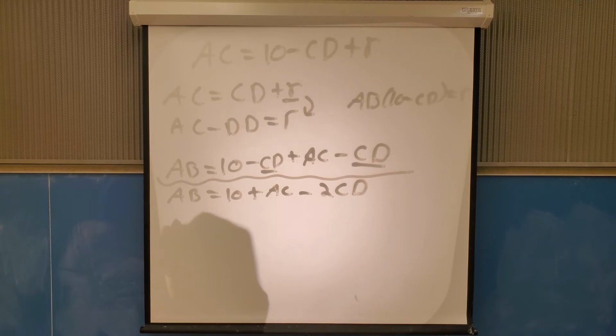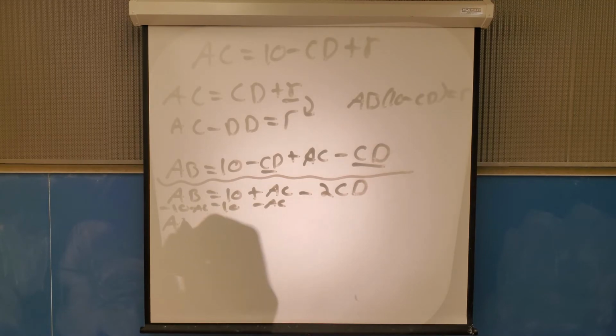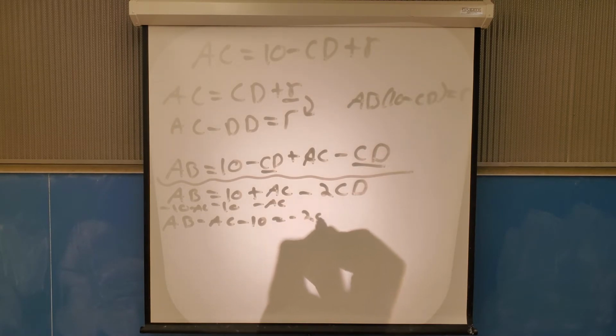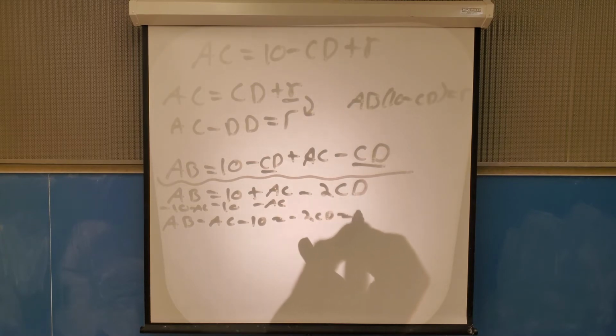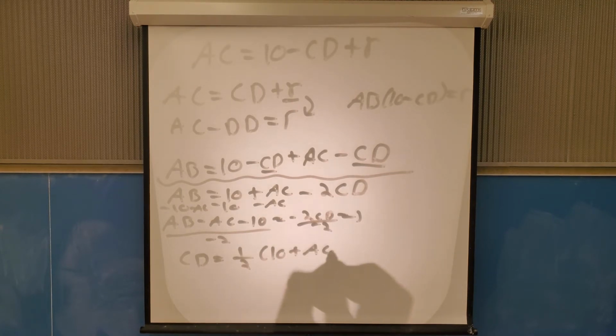Then we'll do AB, so we'll subtract 10 over, and we'll subtract AC over. So we'll have AB minus AC minus 10 equals negative 2 CD. And then we'll divide by negative 2 each side. Then we'll have CD equals 1/2 (10 plus AC minus AB). So with this, we have proven that CD is equal to 1/2 (10 plus AC minus AB).